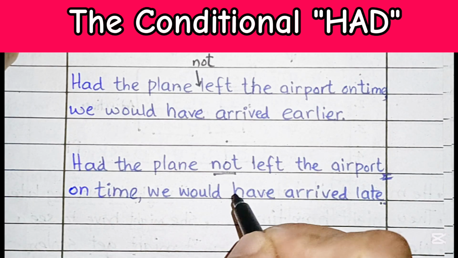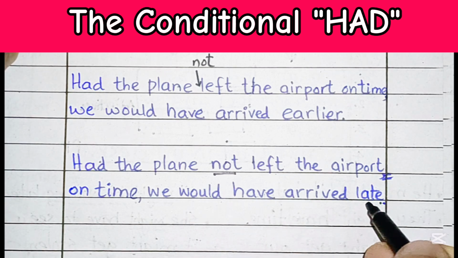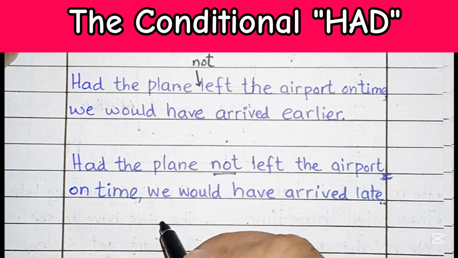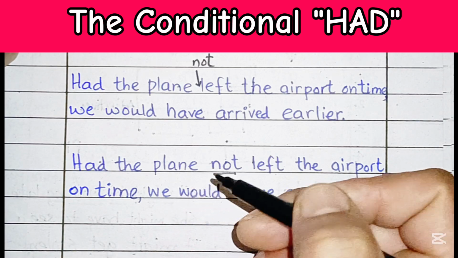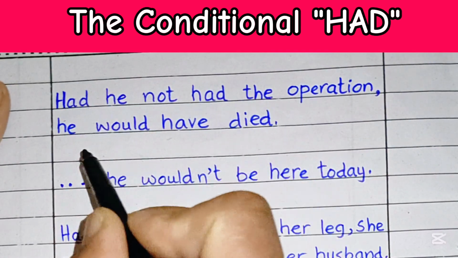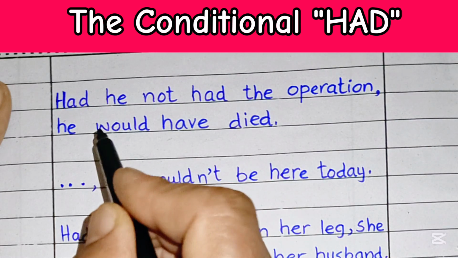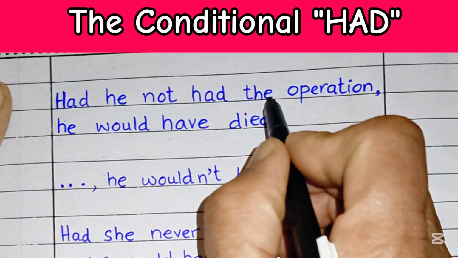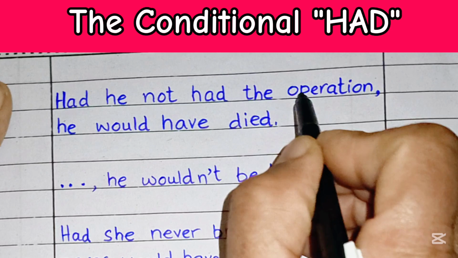It means that the plane left on time and we didn't arrive late. That's why we were on time. So if we use the negative in front of the past participle, had he not had the operation, he would have died.